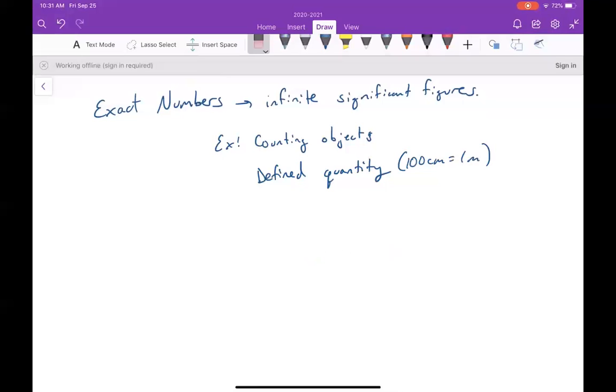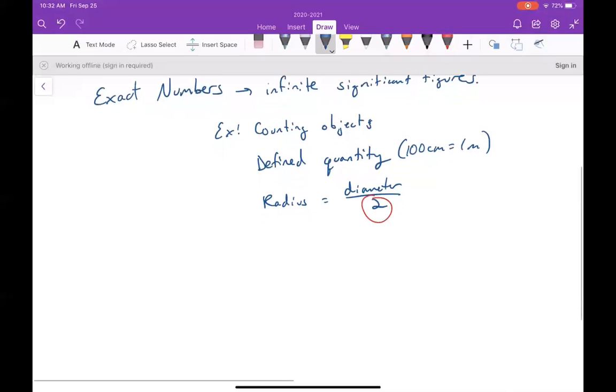The only other one would be if it's a number that's part of an equation. For example, the radius of something is defined as the diameter divided by 2. So this 2, I'm not factoring in, that's an exact value, right? It's literally the diameter divided by the whole number 2, okay? But for the most part, we're talking about counting objects or defined quantities, okay?